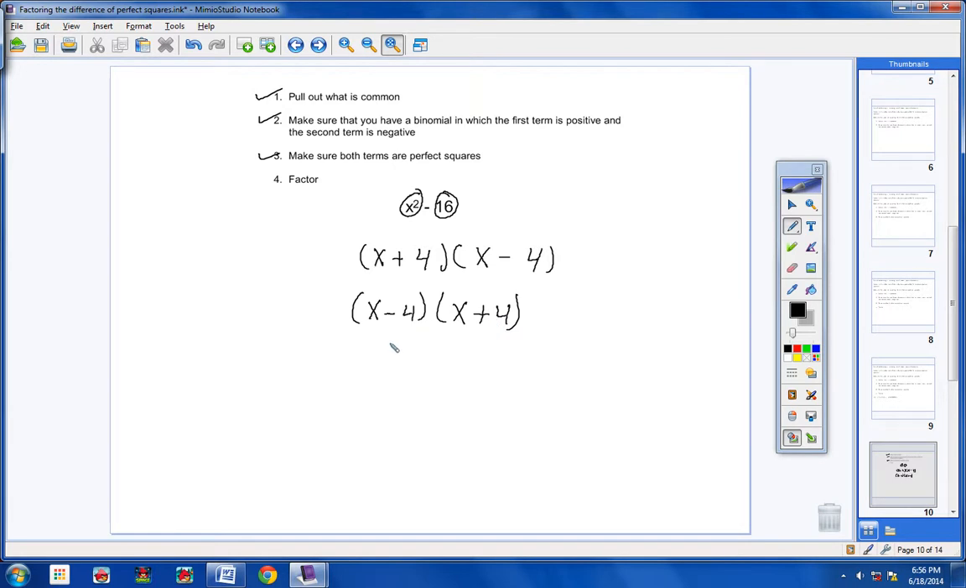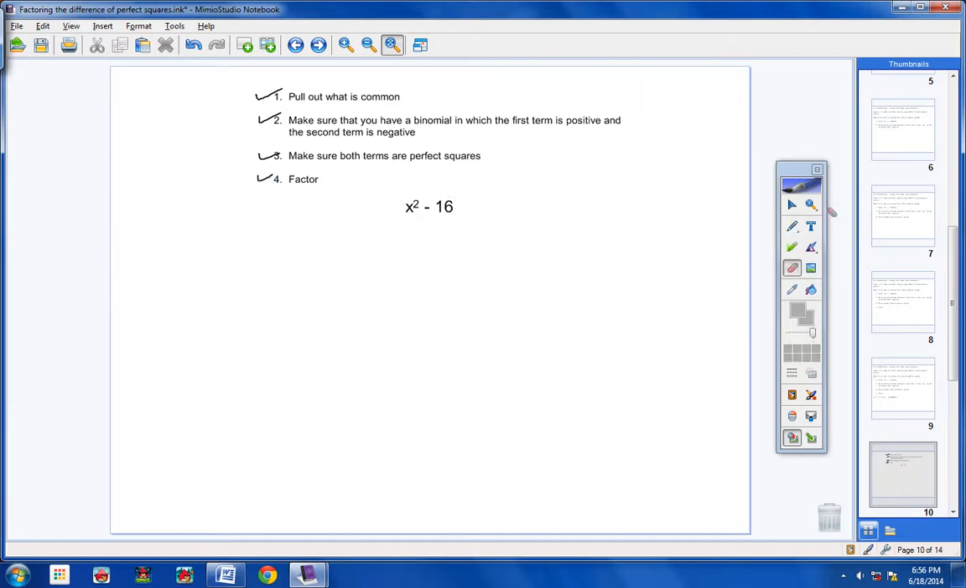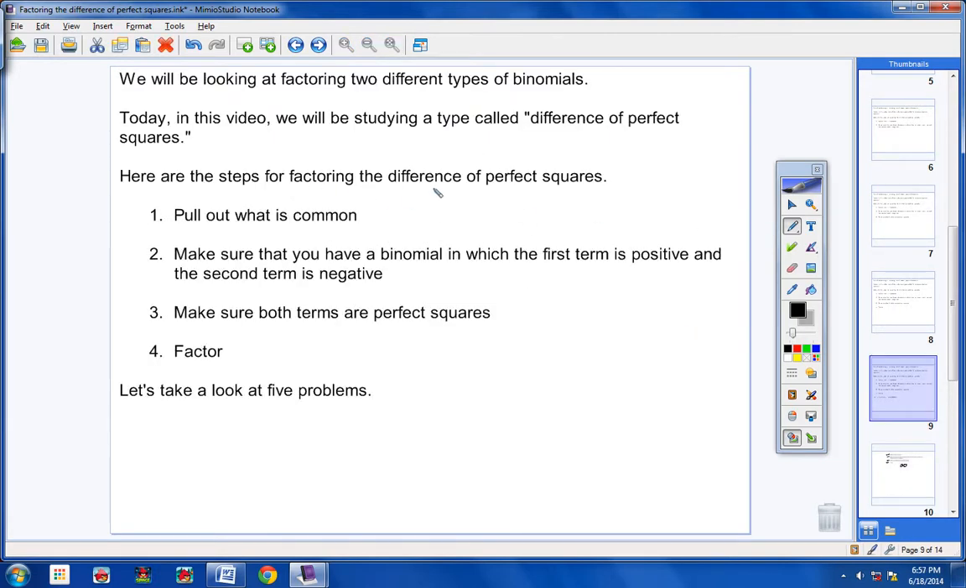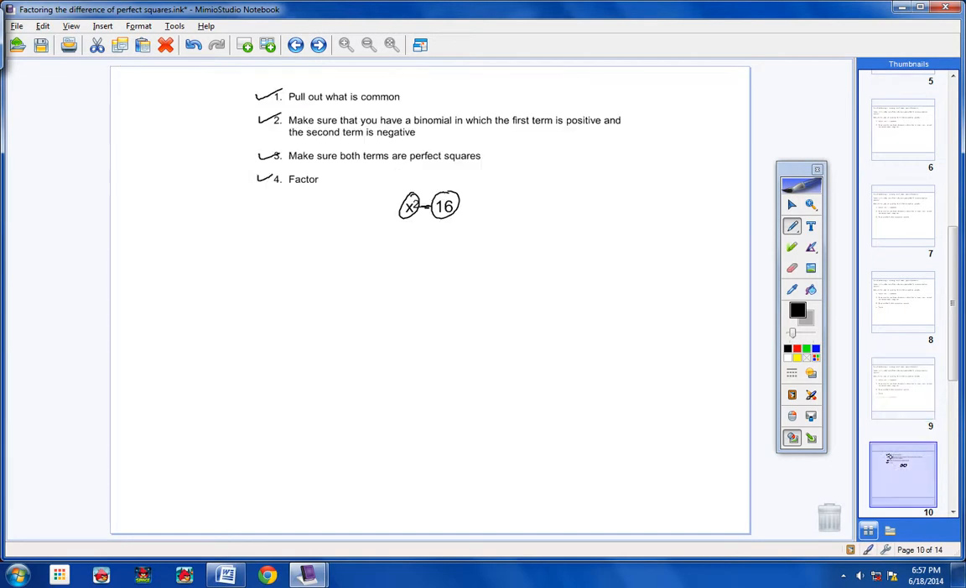All right, so there we go. Pretty simple. Factoring the difference of two squares. And by the way, do you see why it's called the difference of two squares? You're subtracting, so that's a difference, and you have two perfect squares. And that's why we call it factoring the difference of perfect squares. Okay, moving on to the next problem. You can work ahead or watch me.